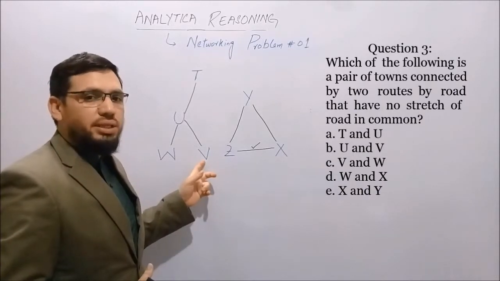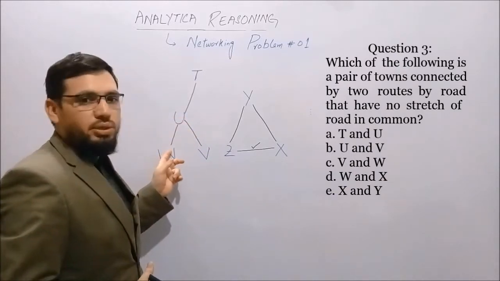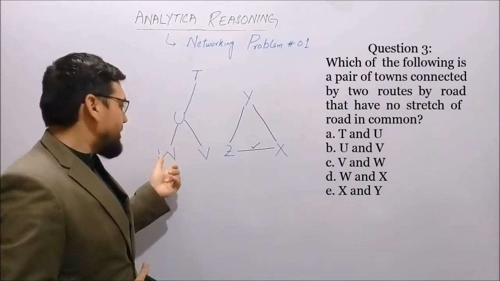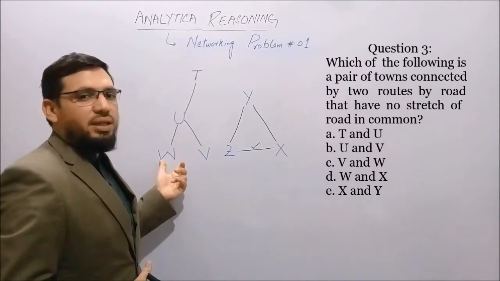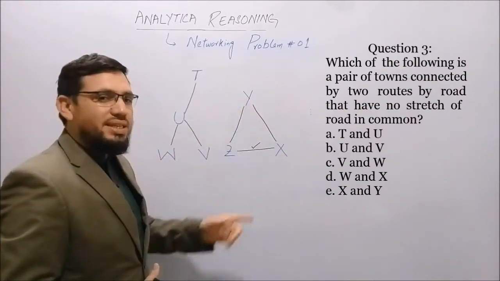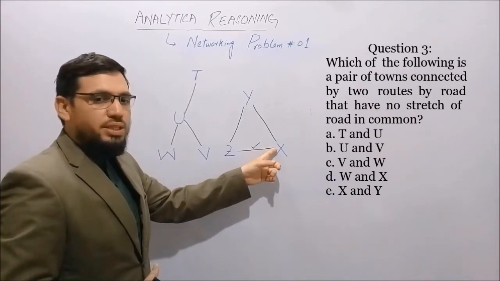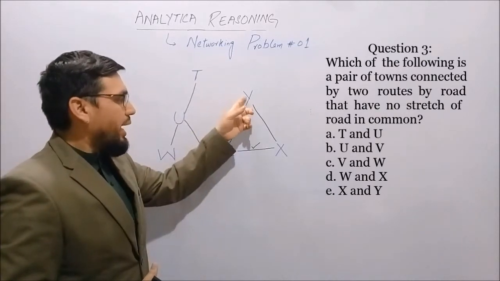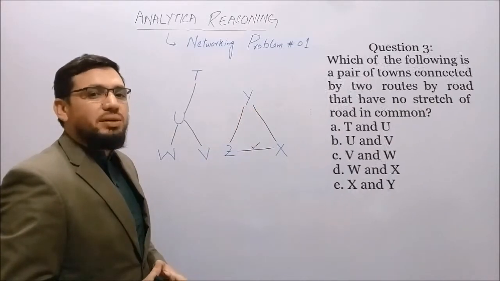These two are also connected only by one route, from T to U and from U to W. The fourth option is W and X, as we can see that there is no connection between these two. So that is not possible. And the last option is X and Y. You can see that X is connected with Y through two different routes, one route is from X to Z and from Z to Y, and the second route is directly from X to Y. So this is our correct option.